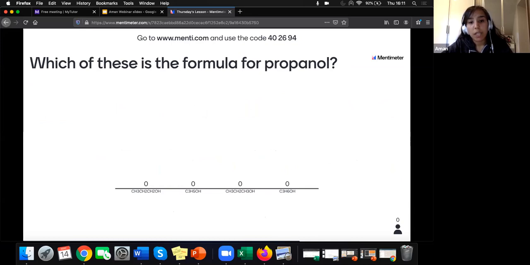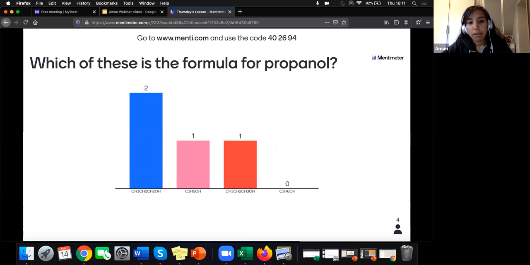Okay, which of these is the formula for propanol? There's lots of trick ones there, so read them carefully. Good, most of you have got it right so far. Excellent, so it's the first one, well done. CH3, CH2, CH2OH. Excellent, well done everyone.